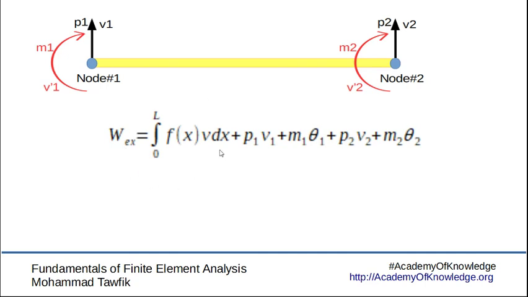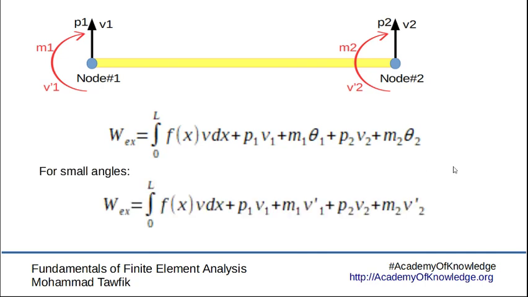While for the externally applied force, F of X, which is a lateral force generally distributed over the element, we can evaluate the work done by this force by integrating F of X at every point multiplied by the deflection at that point. This can be slightly modified using the fact that for small angles, the angle is almost equal to the slope of the function. So now we are replacing theta1 and theta2 by V1 prime and V2 prime.